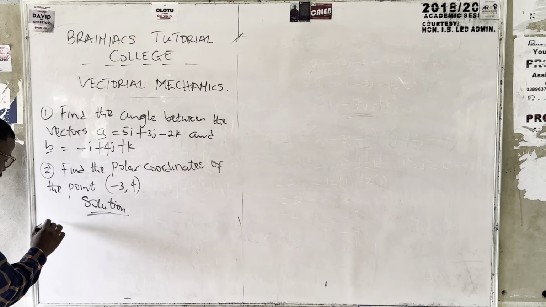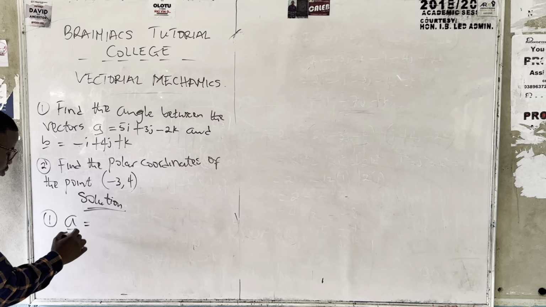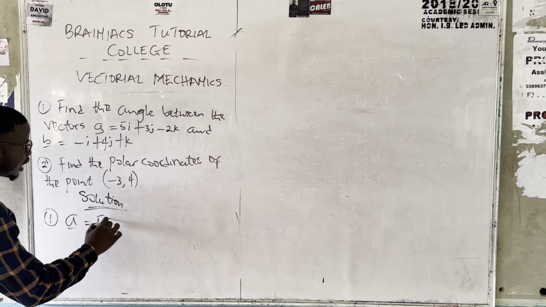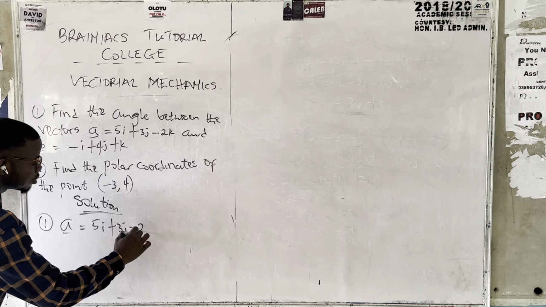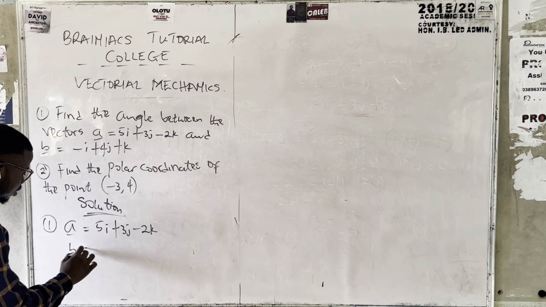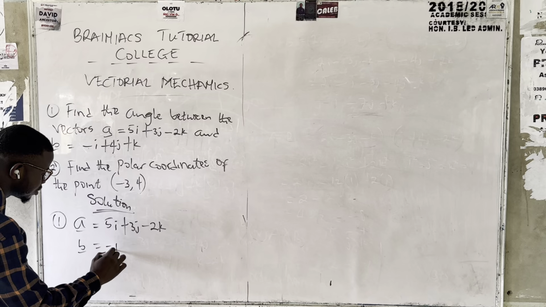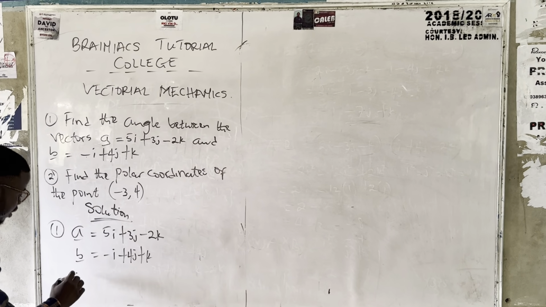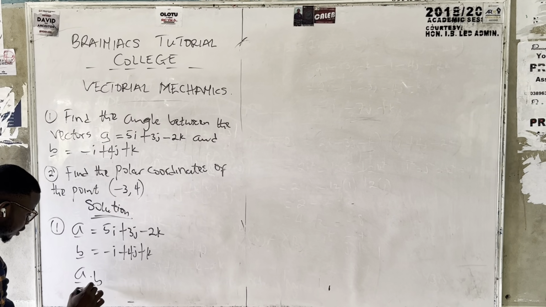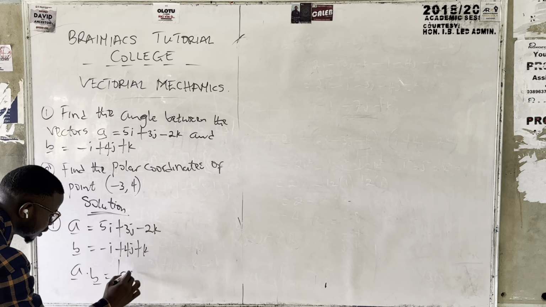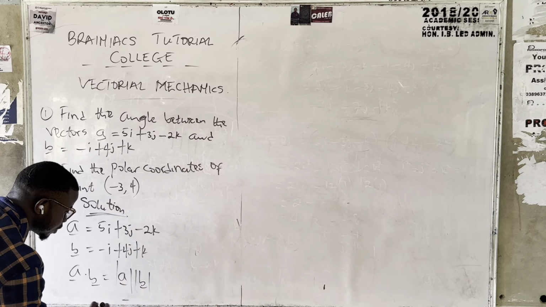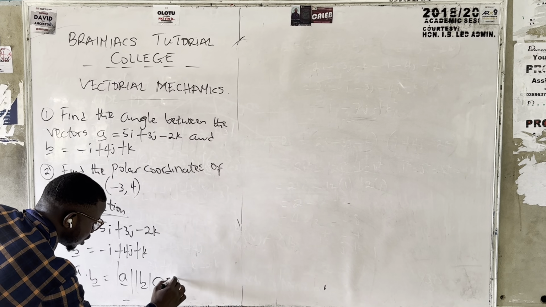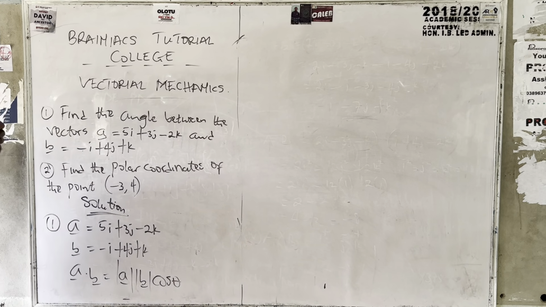So the first one I will have there is A equals 5i plus 3j minus 2k. Then B equals, we have vector B, that's minus i plus 4j plus k. Now the formula we have to use is A dot B equals the absolute of vector A times the absolute of vector B cos theta. So it is this theta that we're looking for.